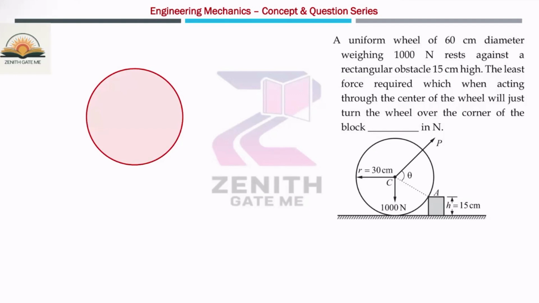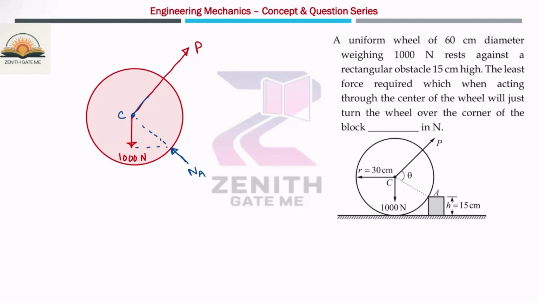What are the forces acting? Here will be one force P which is acting, and one more is 1000 Newton, that is the weight of this wheel, and there is a normal reaction. These two forces are passing through the point C, so it should pass to the point C only. There is a normal reaction which is NA. Now this distance is known to you.